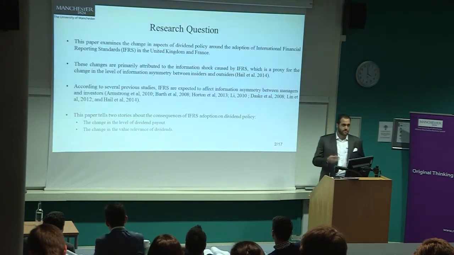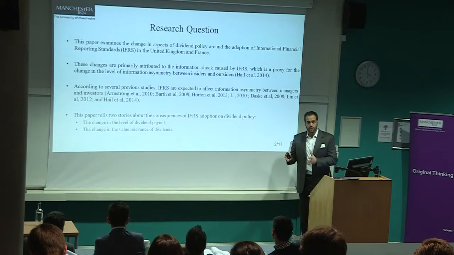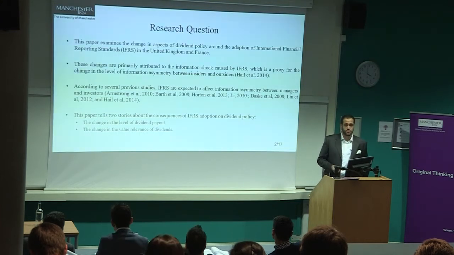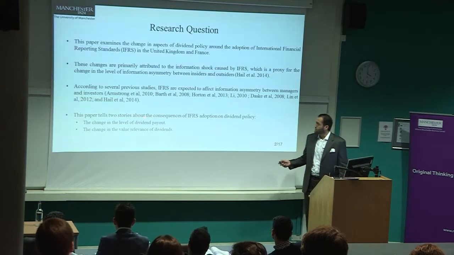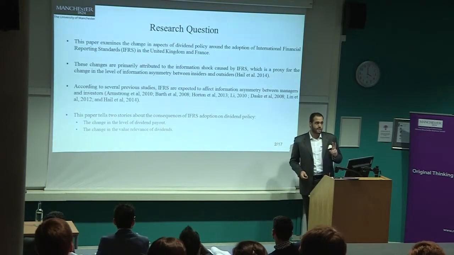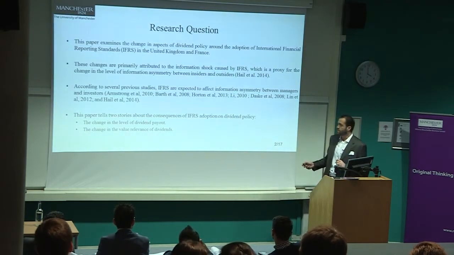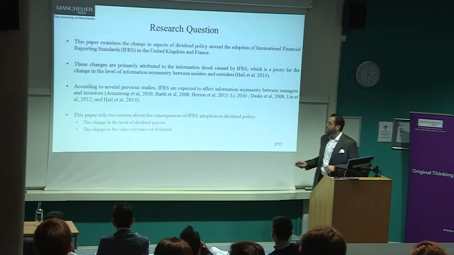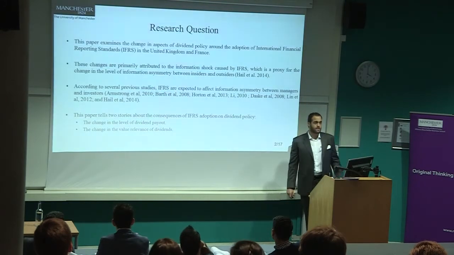According to several previous papers, this set of new accounting standards is expected to mitigate information asymmetry, to increase accounting disclosure, and to improve the information environment. So, we are examining 2 main aspects of dividend policy: the level of dividend payout, so whether firms respond by increasing or decreasing dividends, and the change in the value relevance of dividends.